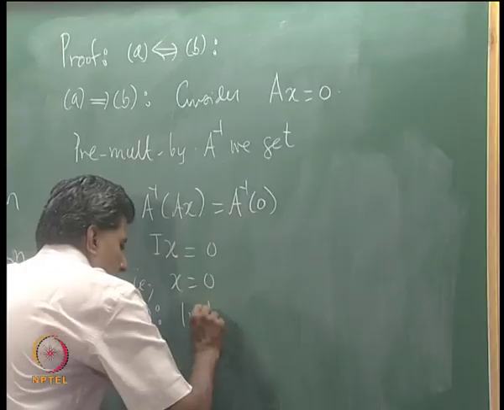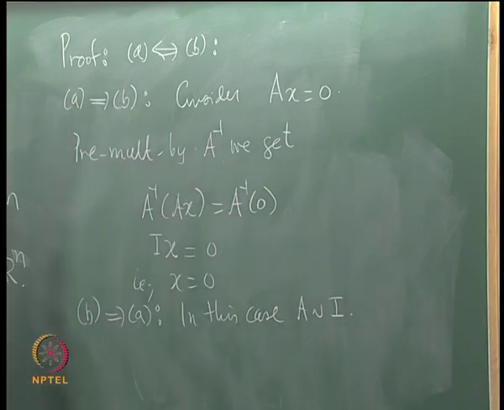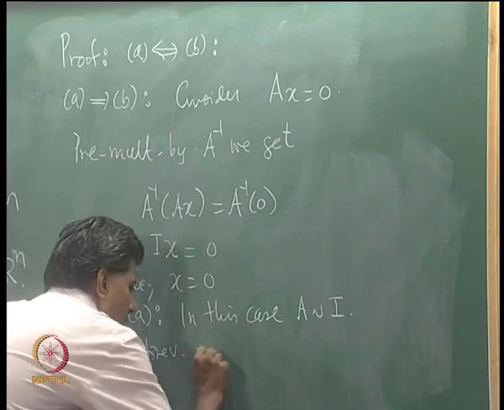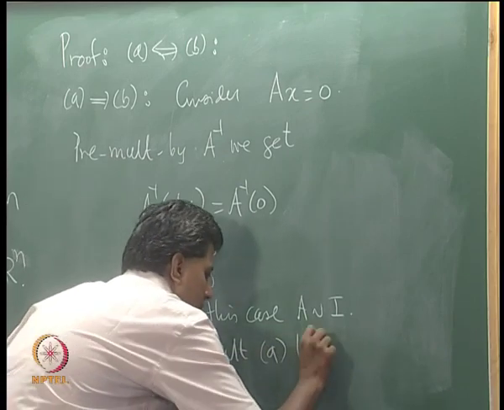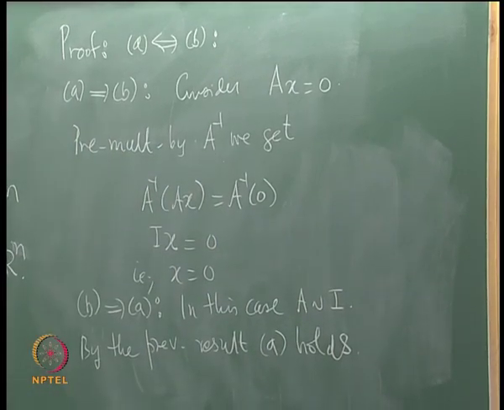So let me write this. In this case, A is row equivalent to the identity. Appeal to the previous theorem, B implies A. In the previous theorem, statement A is invertible, statement B is A is row equivalent to I. We have proved that these two are equivalent, so I will simply appeal to that. In this case, A is row equivalent to I. By the previous result, A holds. So A and B are equivalent.